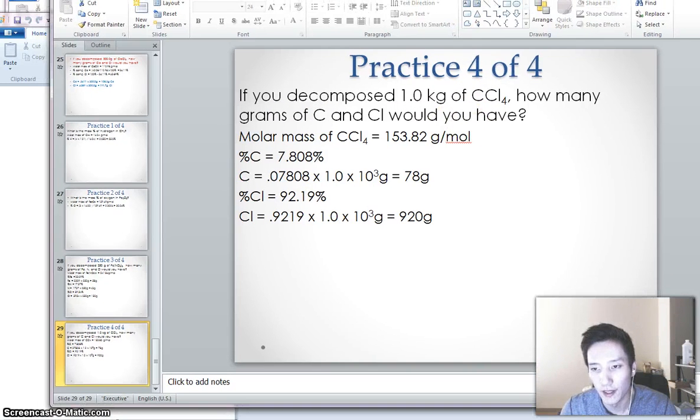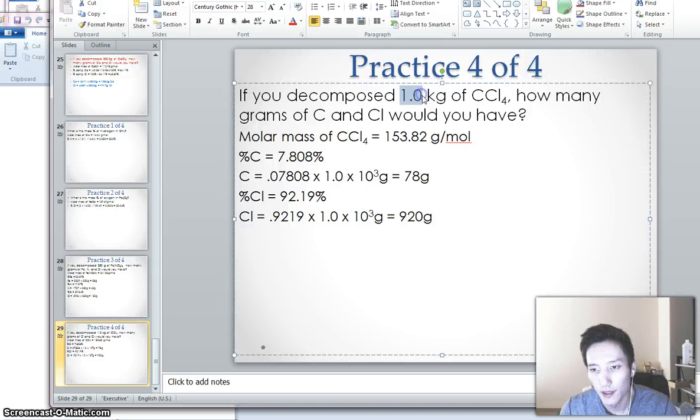First of all, one thing: 1.0 kilograms is 2 sig figs. So if you were to convert to grams, you would have to keep that sig fig. So this is actually the gram value, 1.0 times 10 to the third power grams. Okay, 1.0 times 10 to the third is 1,000, but it's 1,000 with 2 sig figs.